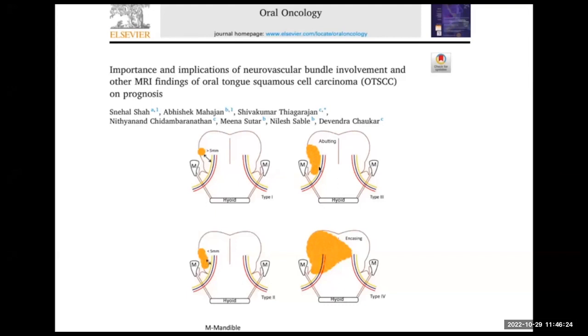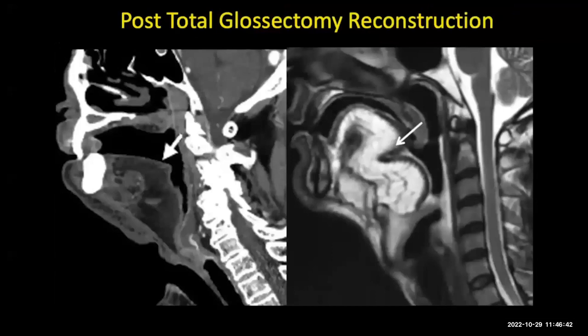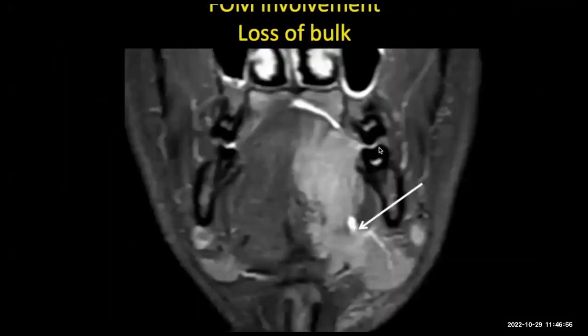If it abuts the neurovascular bundle, it becomes type 3. And if it is crossing and encasing the neurovascular bundle, then it becomes type 4. So this is abutting, type 3 neurovascular bundle, and this is a type 4 neurovascular bundle involvement. These are extensive diseases and require total glossectomy. Once you have done total glossectomy with flap reconstruction, imaging looks something like this, with the flap reconstructed over here, and the T1 bright, T2 hyperintense fat is also seen in the MR image.